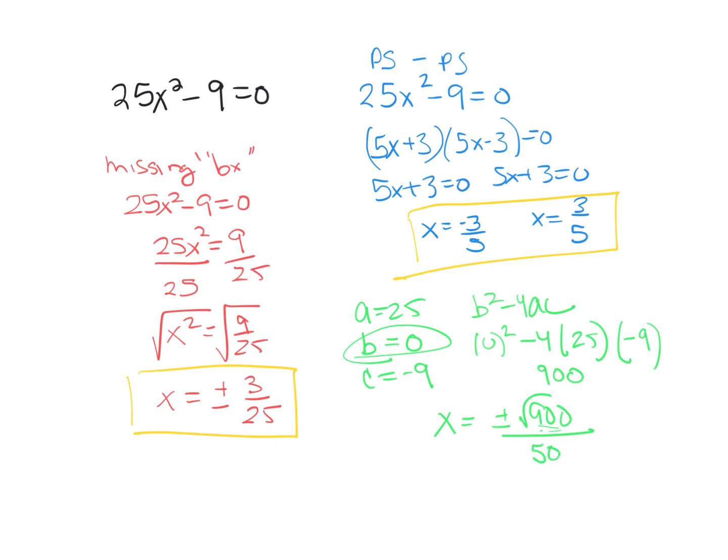The square root of 900 is going to be 30. We have 30 over 50. If we divide that, we're going to get that x is equal to plus or minus 3/5. And so you can see that we've done the problem by factoring, difference of two squares, by the square root method because it was missing the middle term, and then by the quadratic formula.